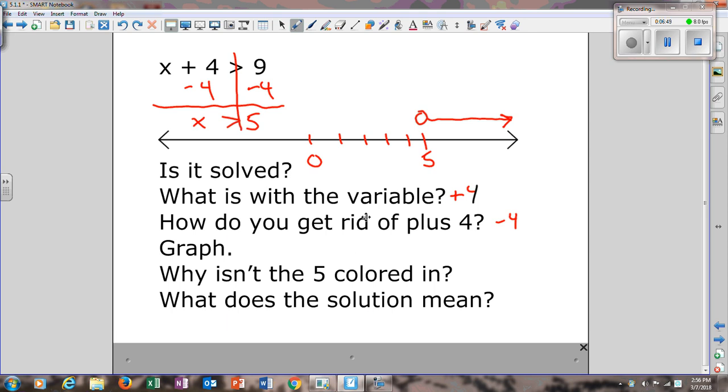This solution means that any number that we plug in that's greater than 5, so say we choose 7. If we plug 7 in for x, that means 7 plus 4 is going to be greater than 9. Sorry, that's not what I meant at first. So that would give you 11 is greater than 9. So that's what the solutions mean. We can plug the number in for x and end up with the same thing.